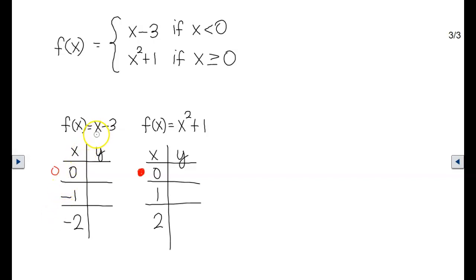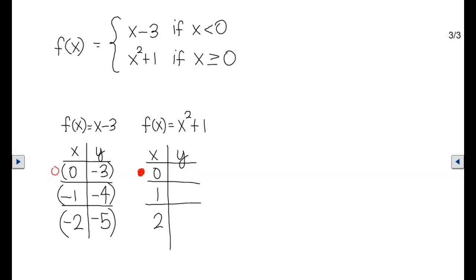Input is 0 for this x. 0 minus 3 would produce an output of -3. Input -1. So -1 minus 3 would produce an output of -4. And then finally, -2 in for x. -2 minus 3 would output a -5 for the y. Keep in mind what you have just done is you have produced ordered pairs, x's and y's that are related.